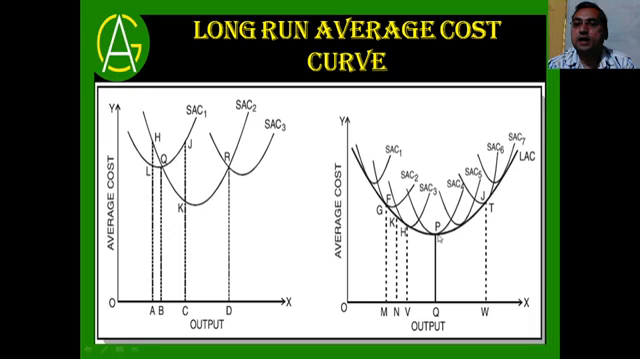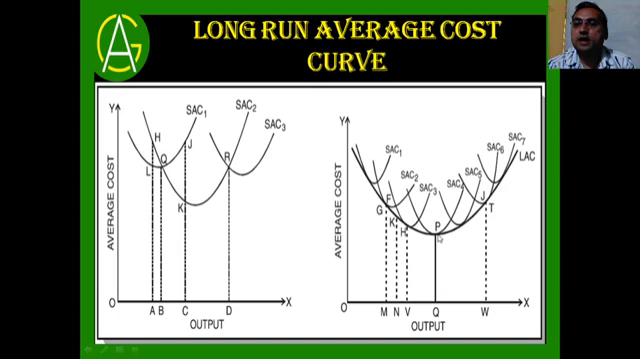And ideal plant, this plant 4 is ideal plant because the minimum point of plant 4 is tangent to the minimum point of long run average cost curve. And OQ, level of quantity, is the full capacity utilization, because here long run average cost curve is minimum and short run average cost curve is also minimum. So this is known as full capacity utilization.